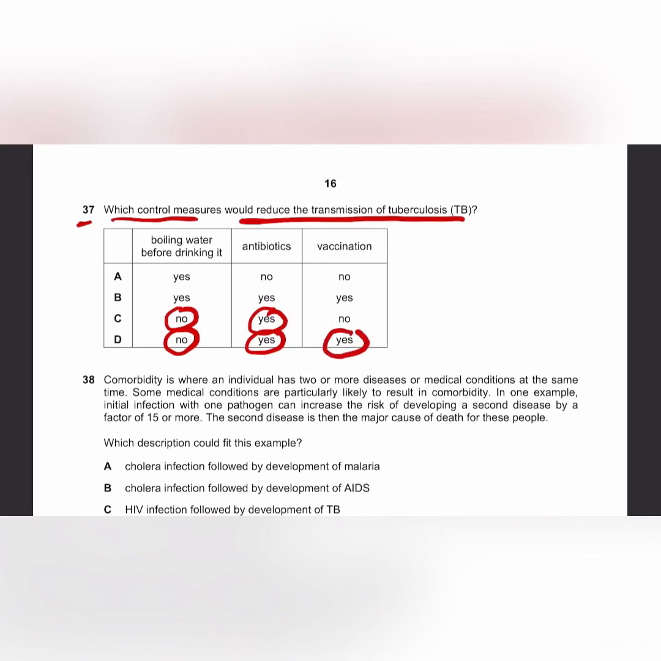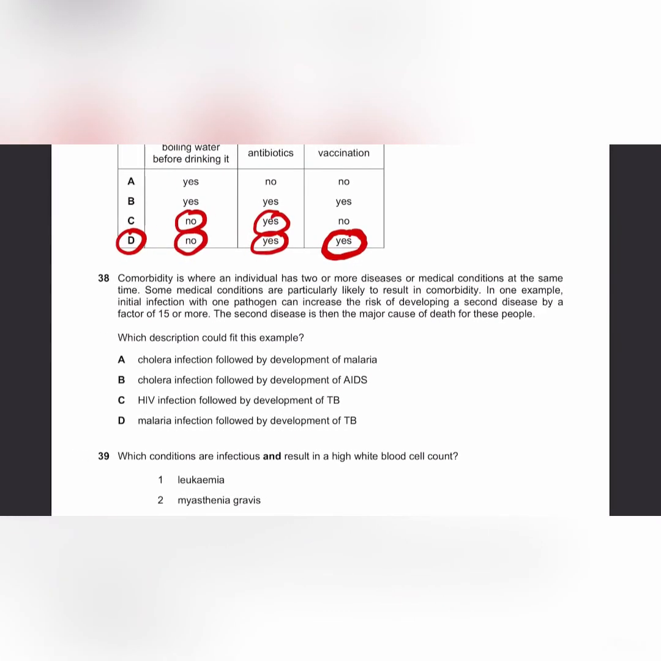Vaccination against TB will also help to reduce the transmission of TB. The answer is D. Comorbidity is where an individual has two or more diseases or medical conditions at the same time. Okay, so they are defining comorbidity. It's a condition when the individual has two or more diseases at the same time.